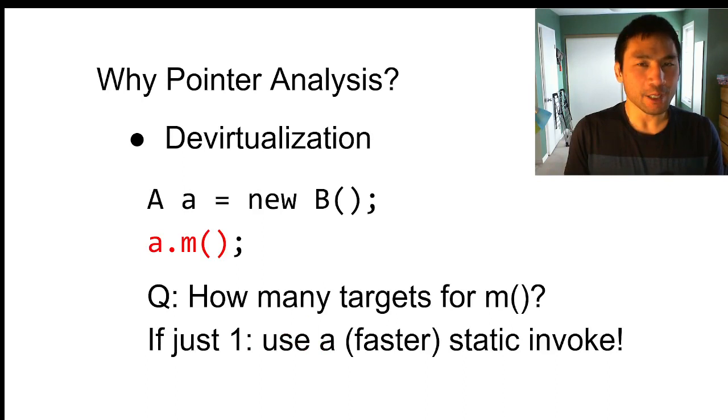One advantage to doing this, for performance, is devirtualization. Virtual method calls are relatively expensive, although not as expensive as they used to be with dynamic virtual machines and all sorts of optimizations, but still not as cheap as static calls. So if you know that the call to a.m is certainly calling b.m, then you can just replace it with a static call and it's basically instant. Otherwise, you might have to do a dispatch based on the type of the object. So the question is, how many targets are there for M?